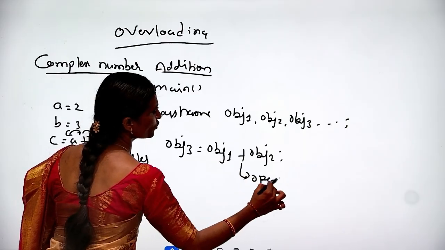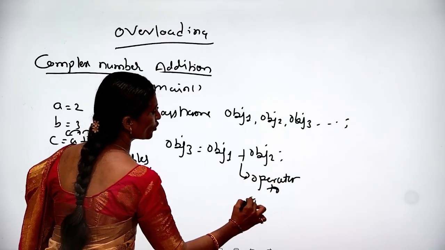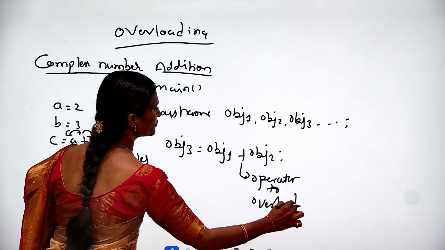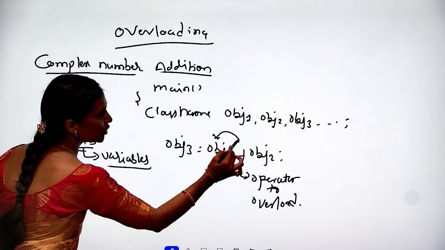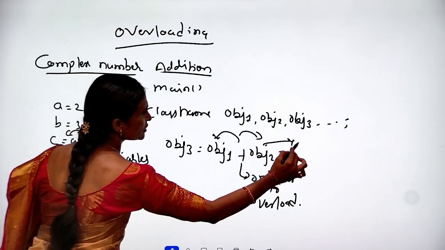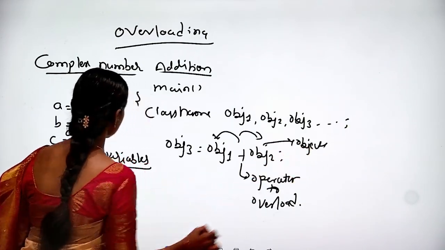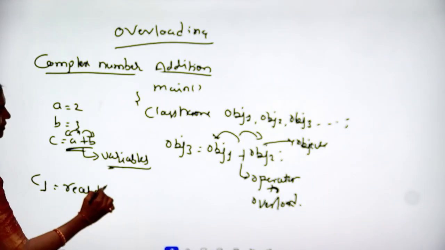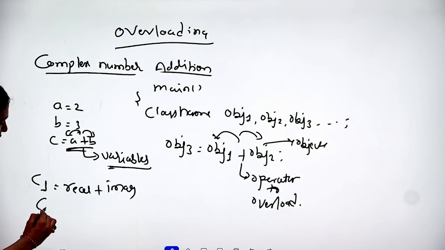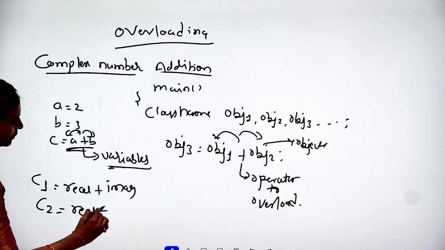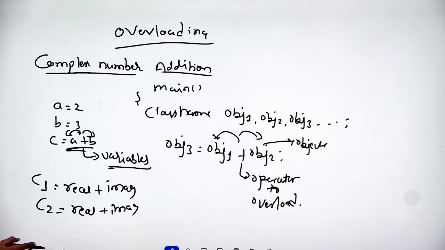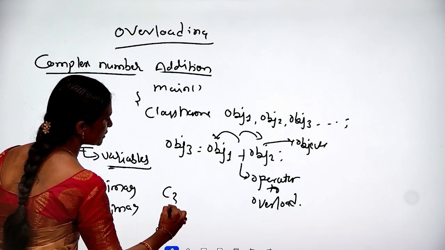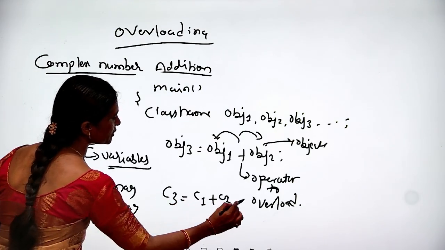Which operator you are going to overload, you have to mention here. Where does it work? It works on objects rather than variables. For example, now a complex number. C1 contains the real part plus the imaginary part. Similarly, C2 contains the real part and imaginary part. Now what are we doing? C3 is the object where we are adding C1 plus C2.